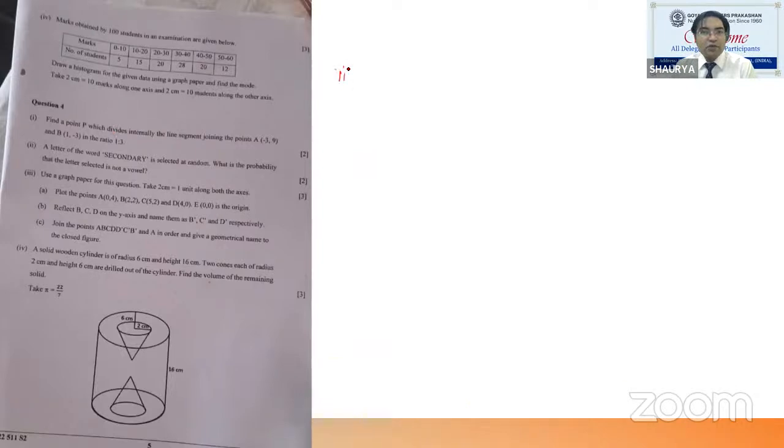So part 2 of question 4, we have the English word "secondary". We have been asked, if a letter is chosen at random from the alphabets making up this word, what is the probability that the letter selected is not a vowel? Yeah, it's important: not a vowel. It has to be a consonant.